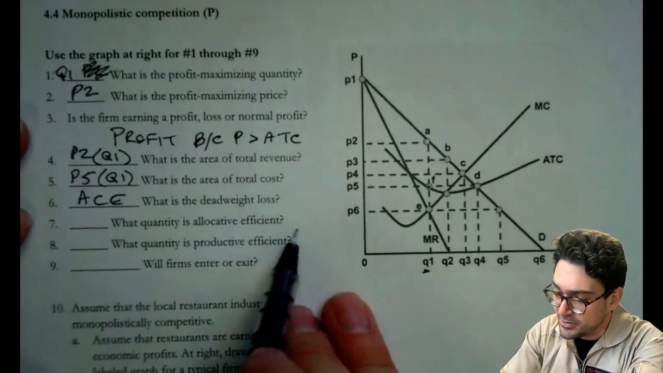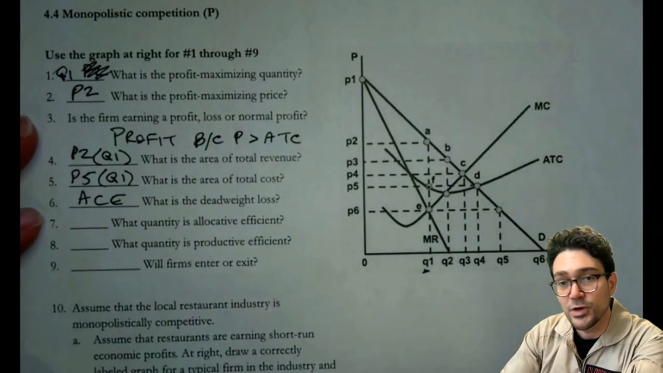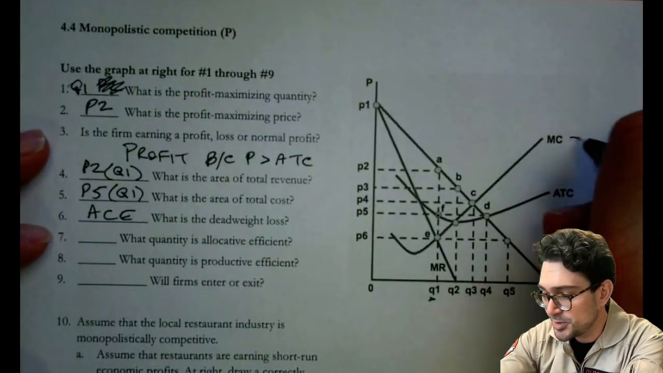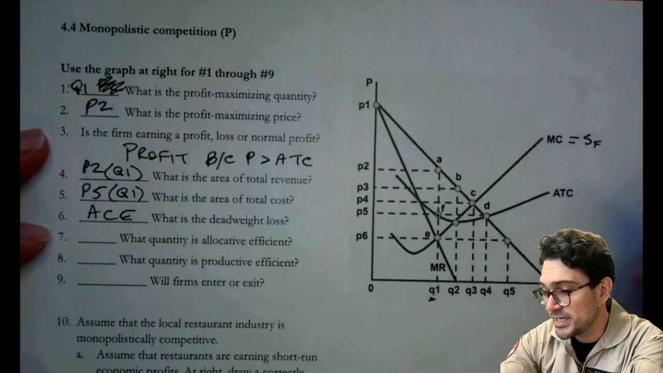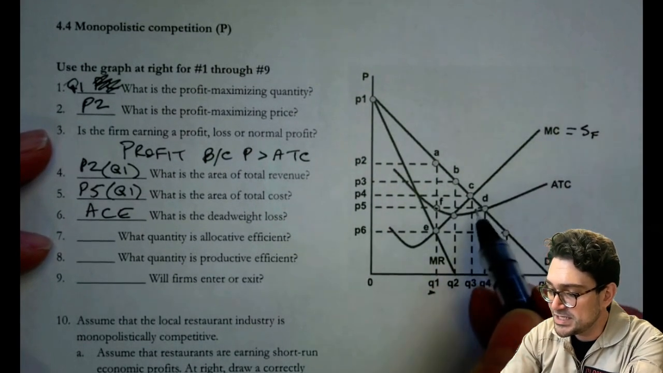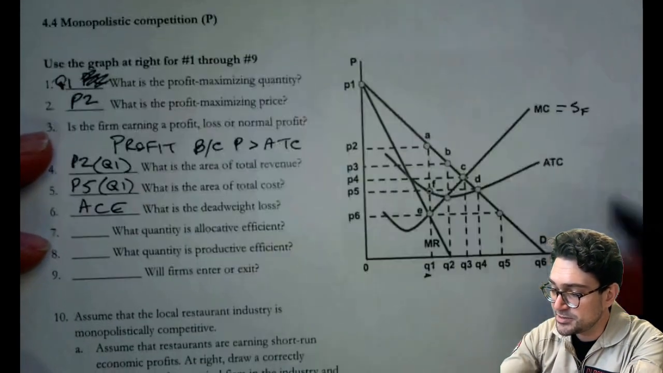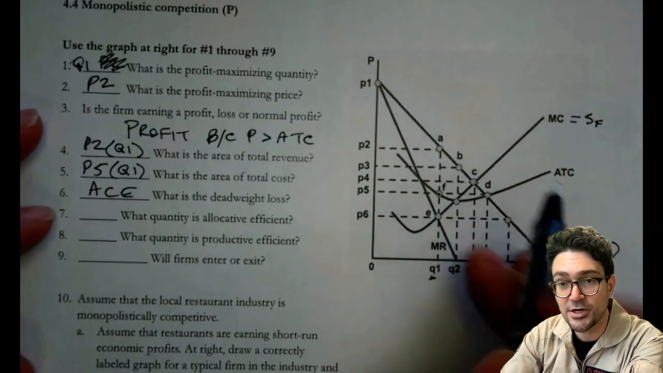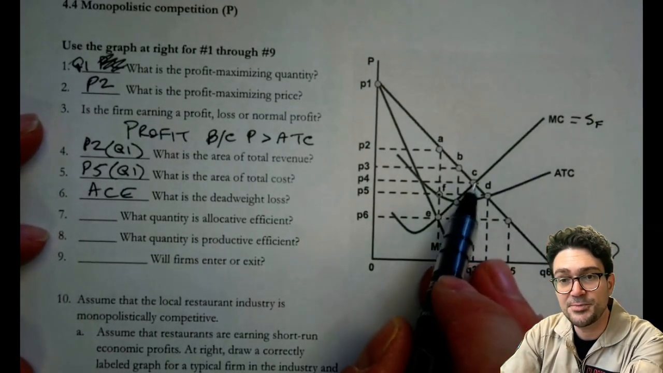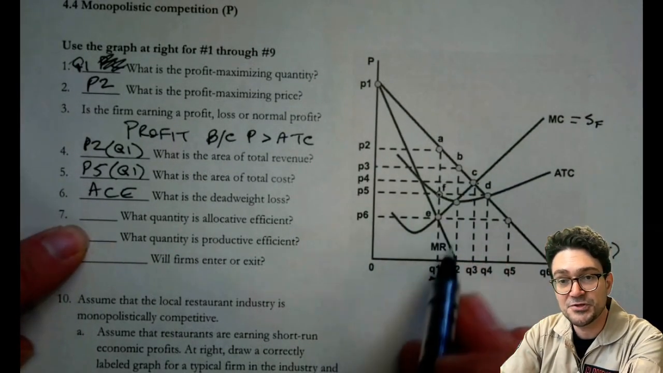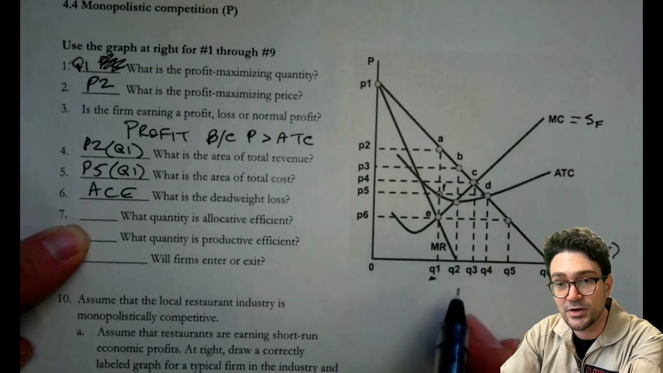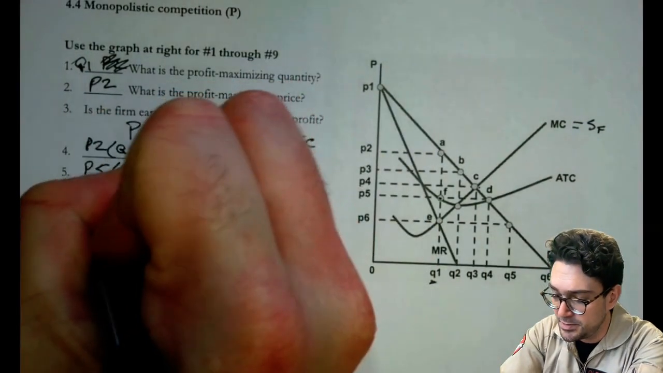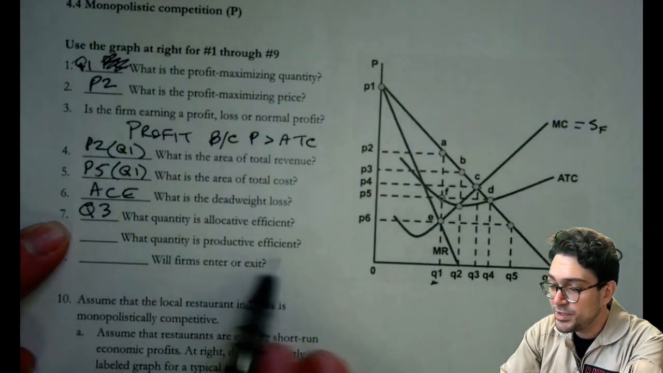What quantity is allocative efficient? So it's asking where would we be if we were socially optimal? And remember, the marginal cost curve is like the firm's supply curve here, at least the area above the AVC. And so the supply and the demand intercept here, because demand tells us the price we're going to charge, or price and marginal cost intercept here at point C. So the allocative efficiency quantity would be the quantity that corresponds, Q3.